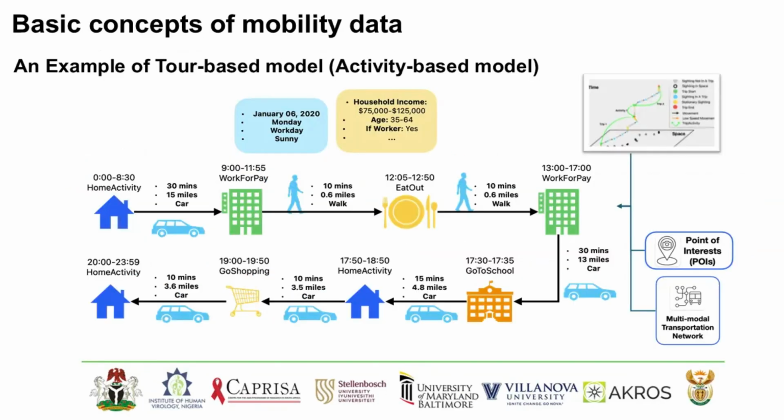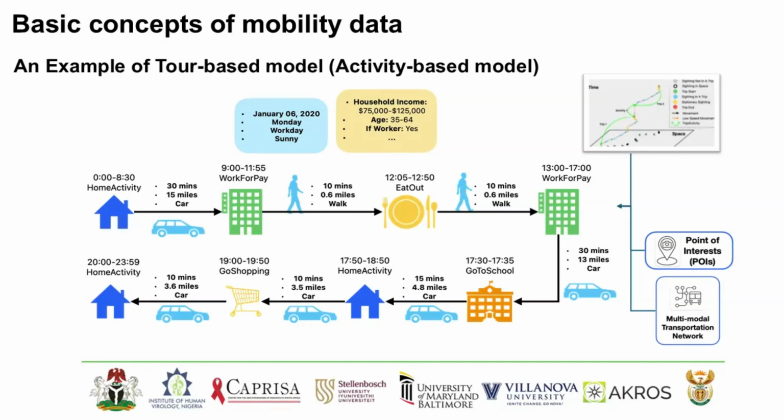Furthermore, we give a detailed example of a tour-based or activity-based model showing how a person's daily activities and trips are connected over time. Here we see a full daily schedule on January 6, 2020, a weekday, sunny and typical workday. The traveler starts the day with home activity, then drives 15 miles to work, stays until late morning, walks to eat out for lunch, and then walks back to work for the afternoon session.